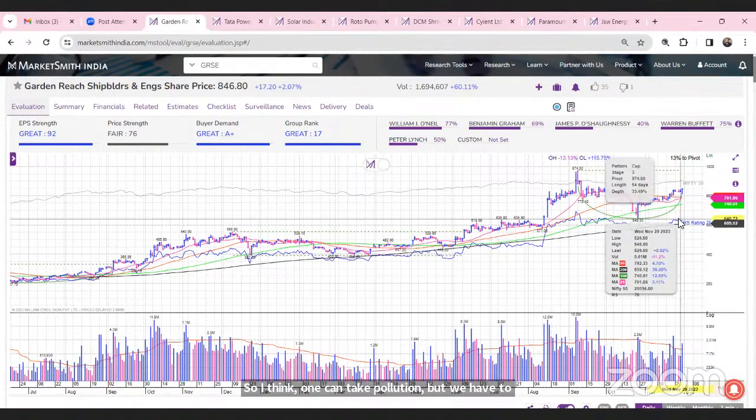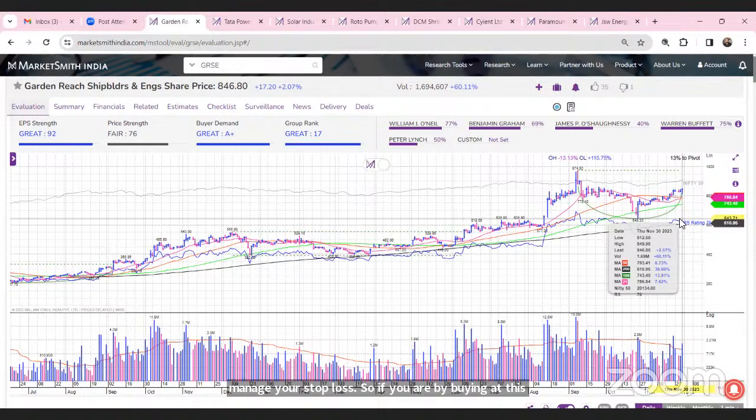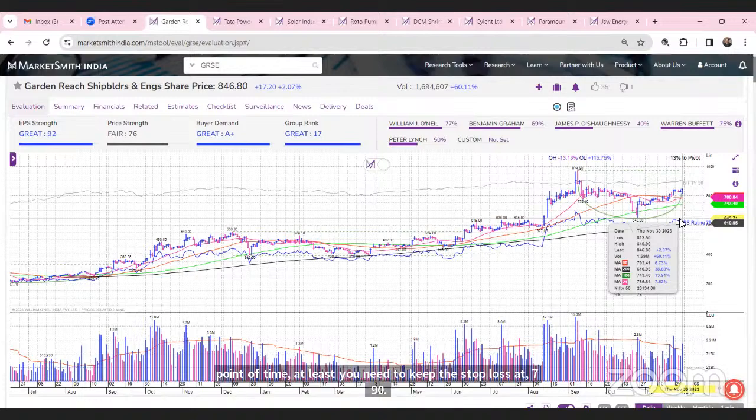So if you are buying at this point of time, at least you need to keep the stop loss at 790, which will be around 7% approx.